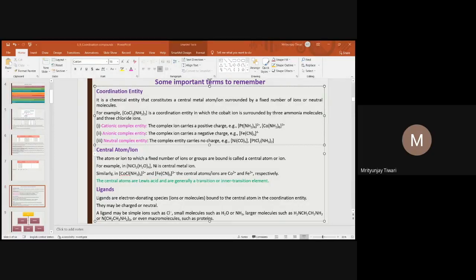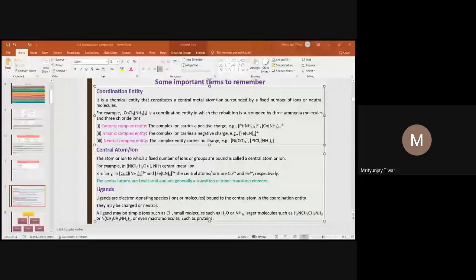Now let us look into the polydentate ligand. When more than two donor atoms are present in a single ligand, if it is two donor atoms, then it is called didentate, and if more than two donor atoms are there, then we can simply call it polydentate. Or depending on how many atoms are there, we can define it: three donor atoms, tridentate; four, tetradentate; five, pentadentate; six, hexadentate, and so on.